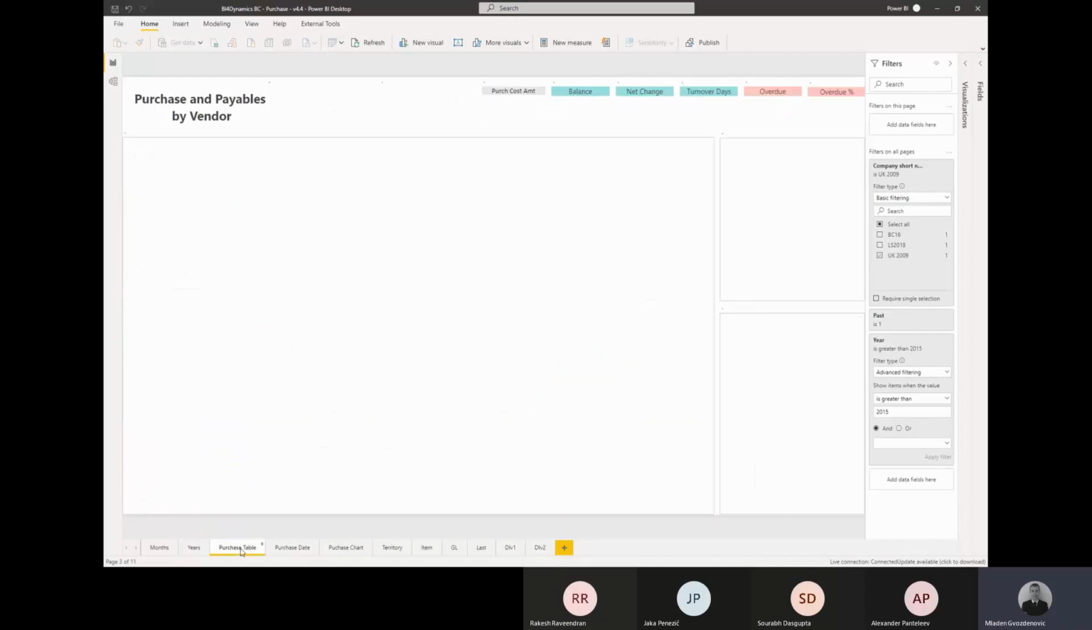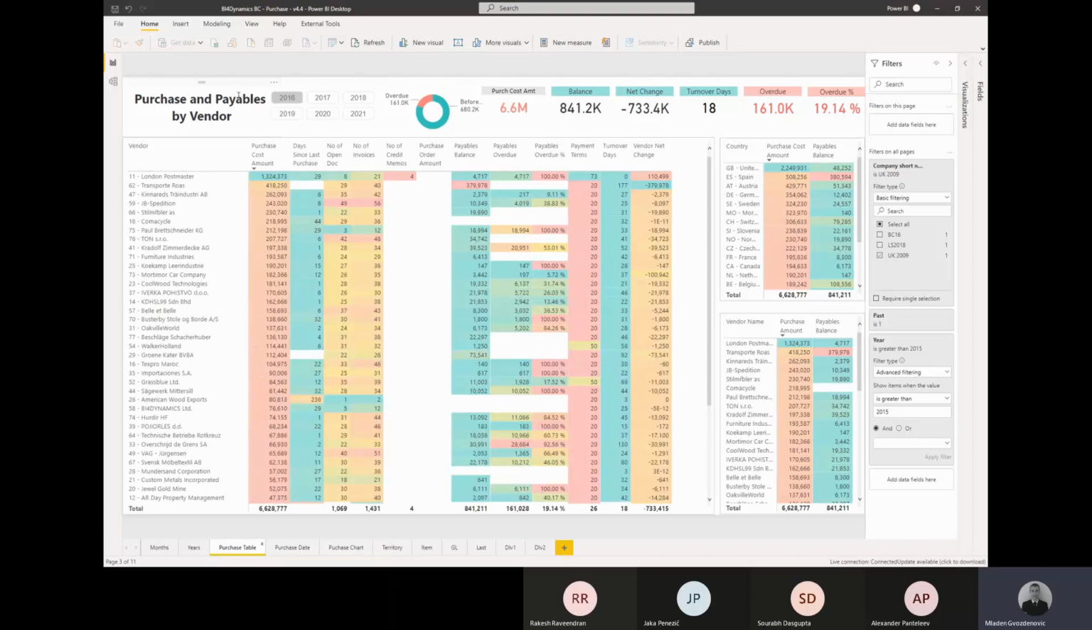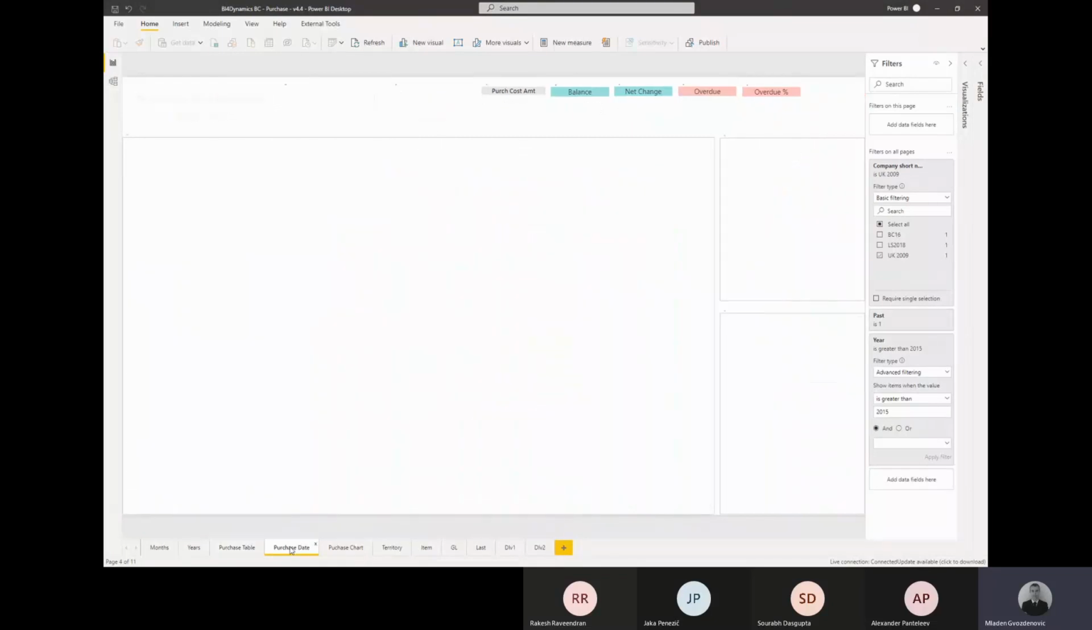And purchase table, so instead of a customer, we have a vendor. Instead of sales, we have purchase. Instead of receivables, we have payables. So it's kind of the same here. Because we don't have profit or profit percentage or selling price, there are less information here. The concept is the same.